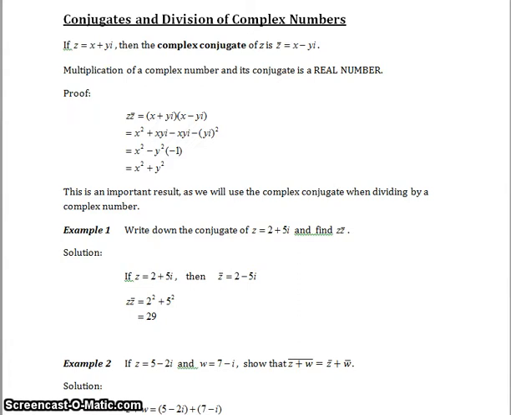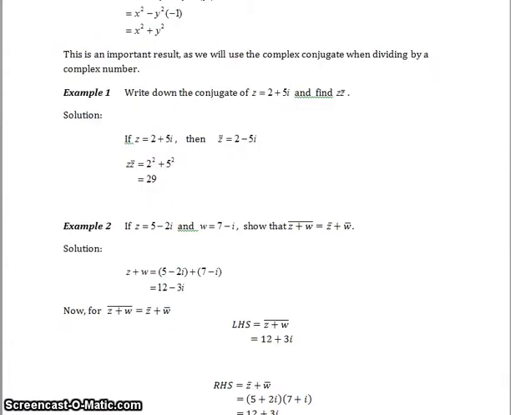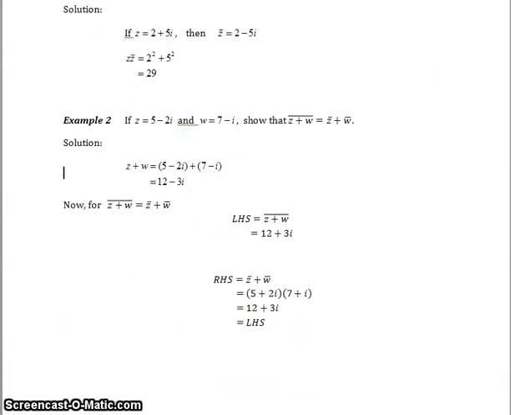So how are we going to apply that a little further? Well, we're just going through and proving a little point here. If we have z equals 5 minus 2i and w, a different complex number, is 7 minus i, show that the complex conjugate of z plus w is equal to the sum of their individual conjugates. As we work through that, z plus w we find is 12 minus 3i.